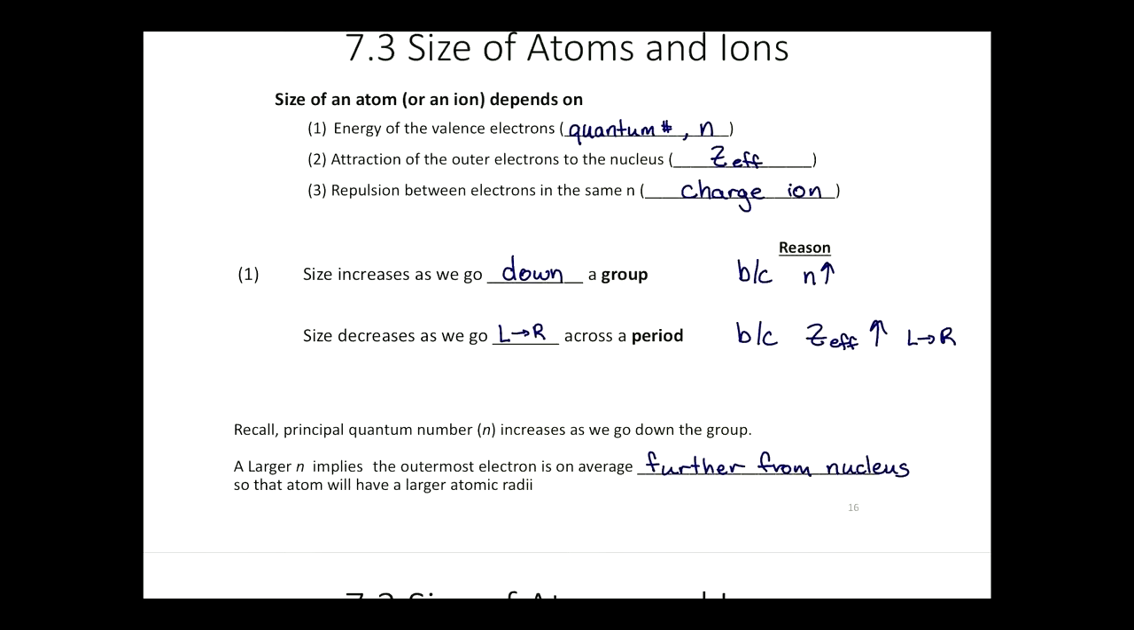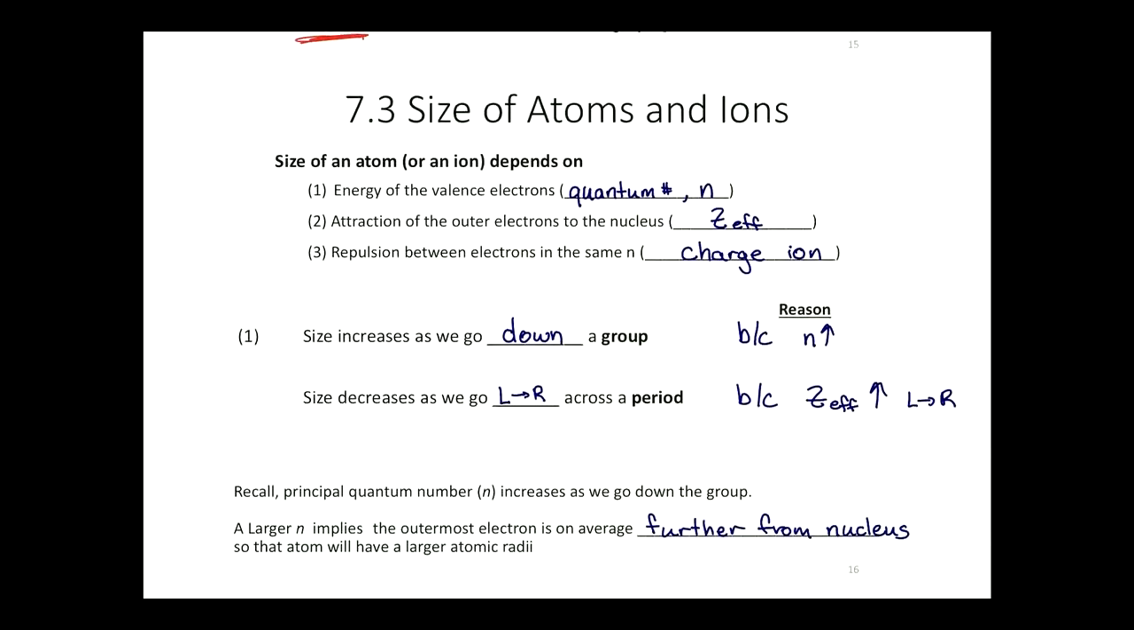I feel like that is the more straightforward trend. When we go down a group, things get heavier, so they get bigger, but the reasoning is because the N value is increasing. If we compare lithium and sodium, which atom is larger, lithium or sodium? Sodium, because sodium is a 3s element while lithium is a 2s element, so lithium is smaller. That one is a little bit more clear.